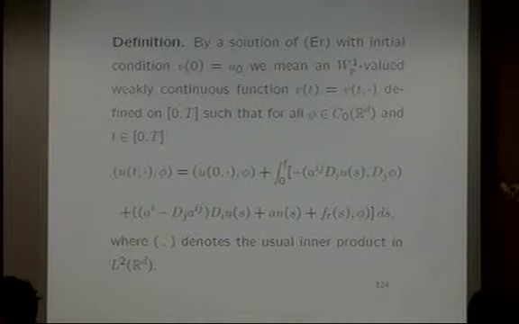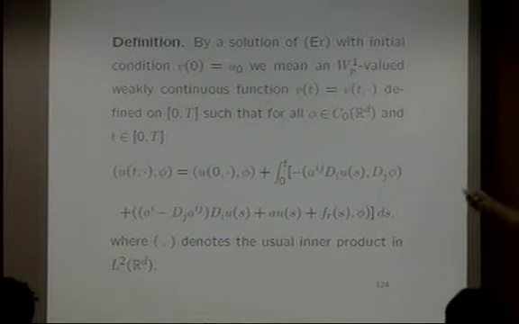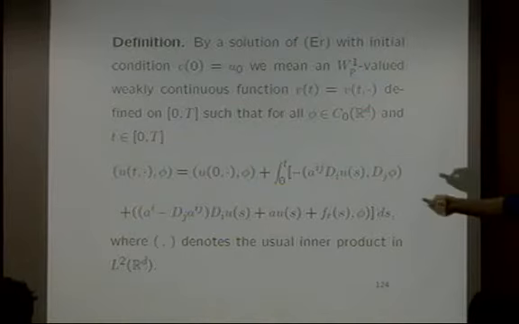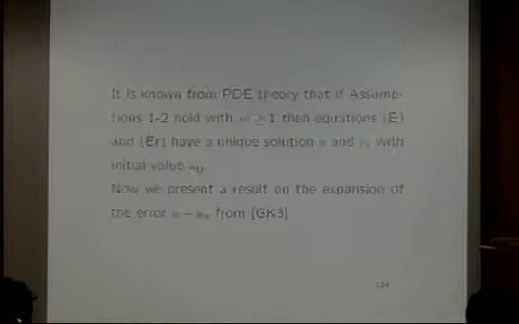Then I repeat it here for the solution, because in fact in the degenerate case the definition of the solution is straightforward by using again test functions, but now a solution is a W^1_p-valued weakly continuous function such that, in the sense of using test functions, the equation is satisfied.